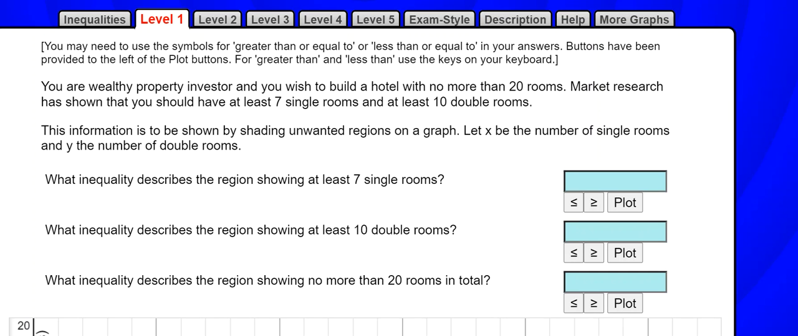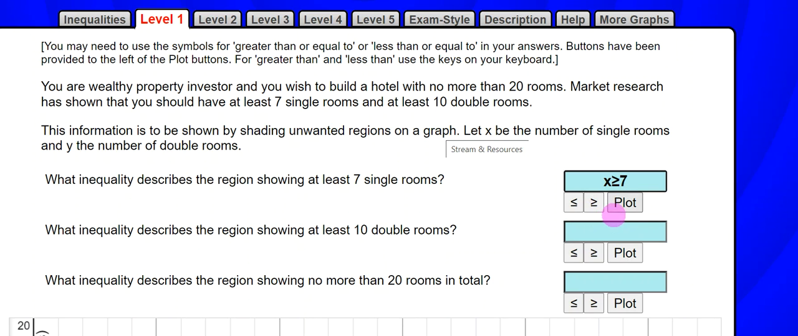Let's go for the whole thing. So if I just write that down, do you remember when we did this with forming equations, we defined our variables. Single is x, double equals y. That's what you've decided. It could have been the other way around, but it makes perfect sense. What inequality describes the region showing at least 7 single rooms? X greater than or equal to 7. There you go. So if I put x must be greater than or equal to 7, okay?